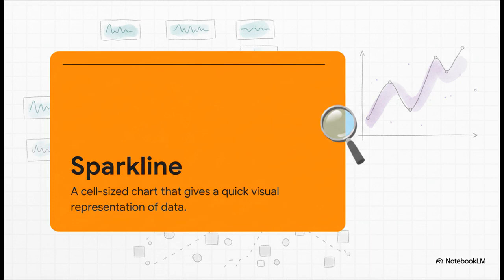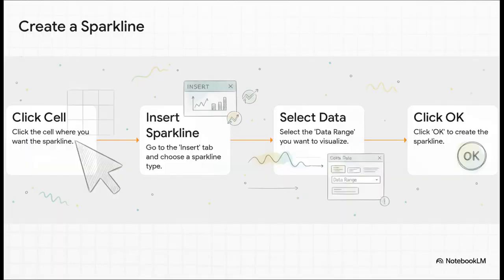It's basically a mini chart that lives inside a single cell. It gives you a quick, clean visual summary of a trend without any of the clutter of a full-size chart. They're amazing. And you won't believe how easy they are to make. You just click an empty cell where you want it to go, head up to the Insert tab, and pick a sparkline type. I usually go for line or column. Then you just highlight the row of data you want it to show in the data range box and hit OK. That's it. It's that fast.